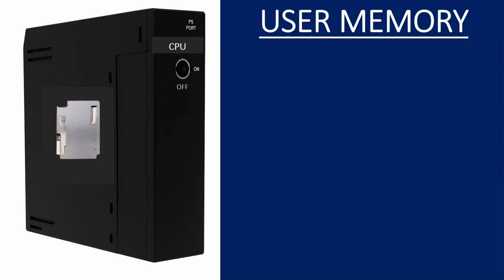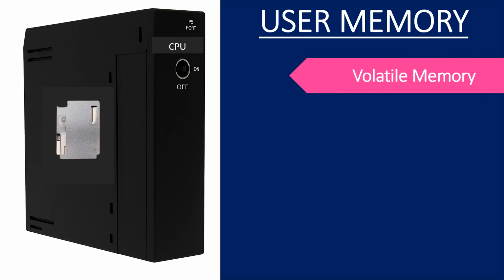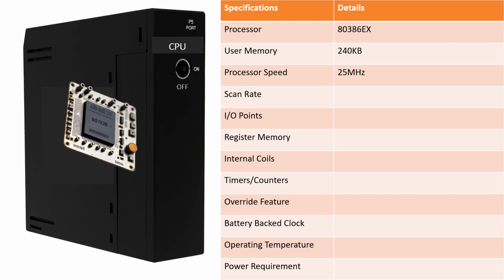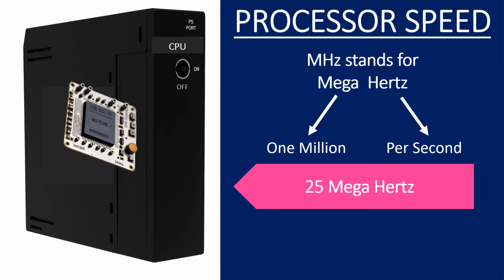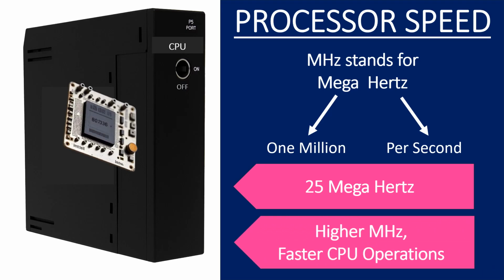CPU always has two types of memory: volatile memory and non-volatile memory. Processor speed is 25 MHz. Let's understand what the processor speed is. MHz means megahertz. Mega means 1 million and hertz means per second. So 25 MHz means the CPU internal clock ticks 25 million times every second. The higher the megahertz number, generally the faster the CPU can execute operations.